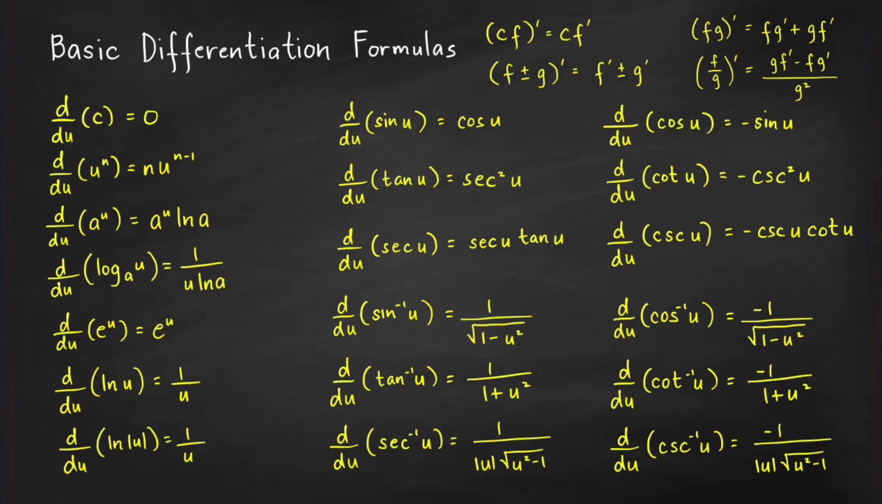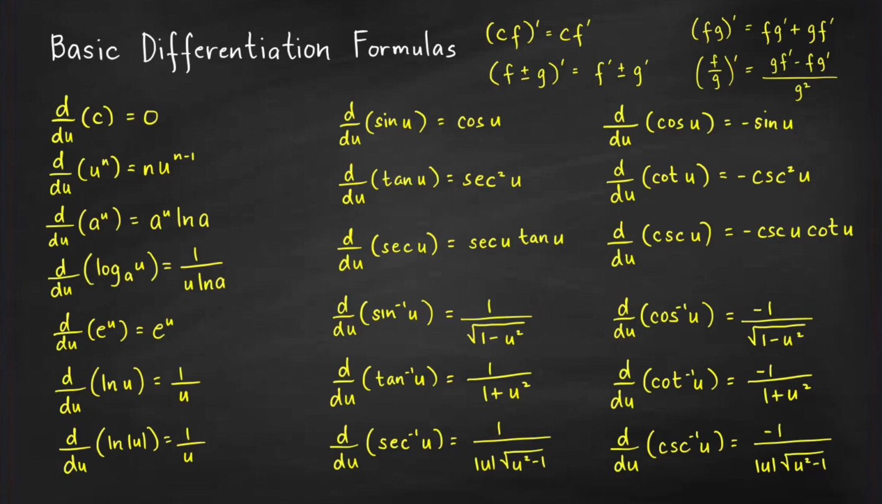Usually you're given these formulas in terms of x, like the derivative with respect to x of a constant c is equal to 0, the derivative with respect to x of x to the n is equal to n x to the n minus 1 for any real number n. But here, let's use u instead of x because of course we can replace the x by t or by any variable, as long as your function is a function of that variable.